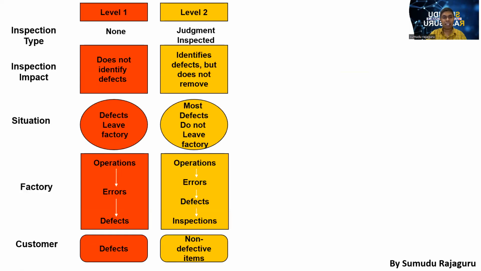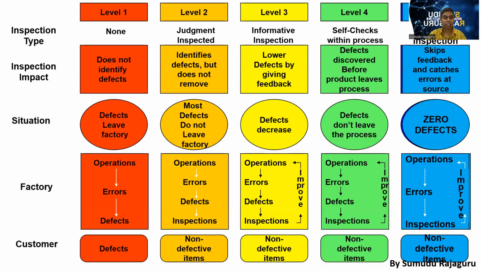So this is also a different representation, where we give the levels as an example. If we are not doing inspection, it is level 1. What happens? It does not identify the defect. If we are not doing the inspection, we can't identify the defects, so defects can leave the factory and can reach the customer level also. In level 2, judgmental inspection identifies defects but does not remove them. Then non-defective items we can send to the customer. Informative inspection lowers defects by giving feedback, so non-defective items go to the customer. With self-checking within the process, defects don't leave the process. From the customer's point of view, it is a non-defective item.